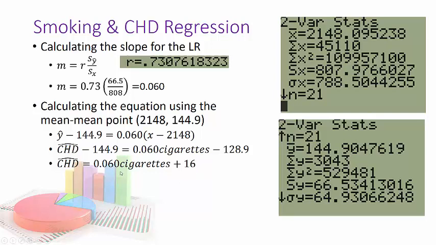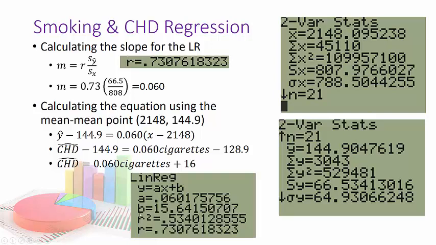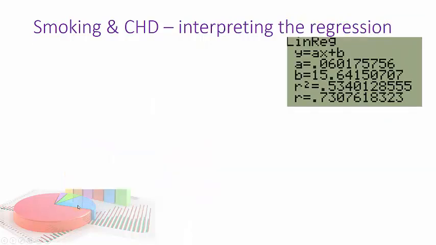So this was sort of a hand calculation of the linear regression. And when I actually run the linear regression on the calculator, you can see it's very close. There is A, which is the slope, 0.60. And there's my y-intercept, 15.6, which is very close to 16.